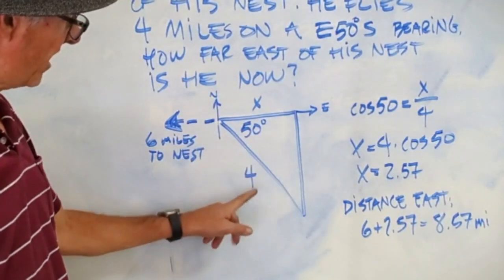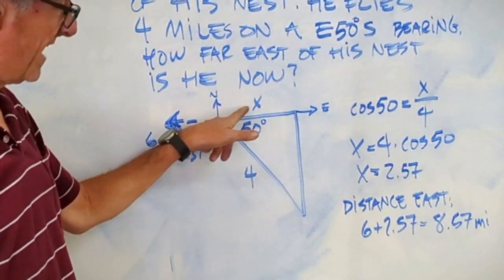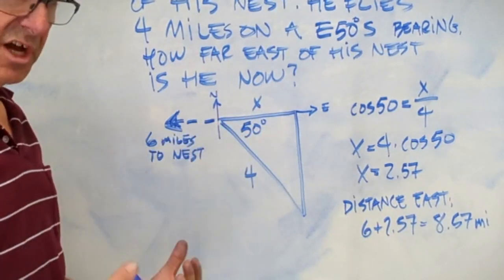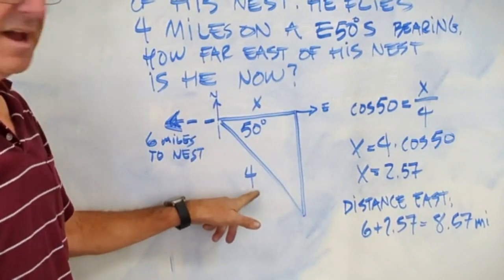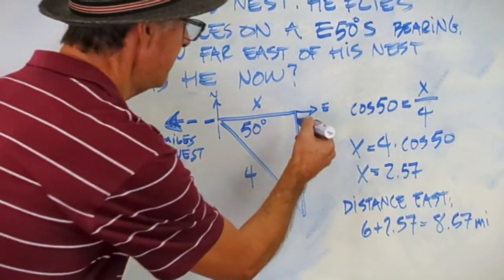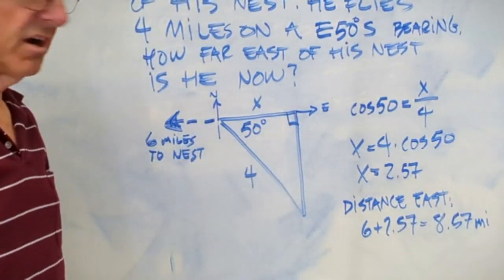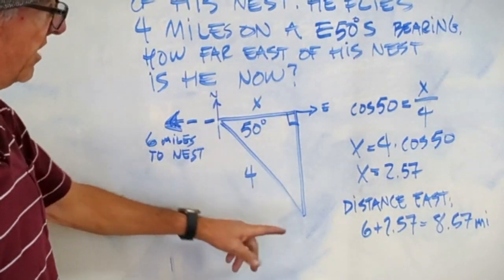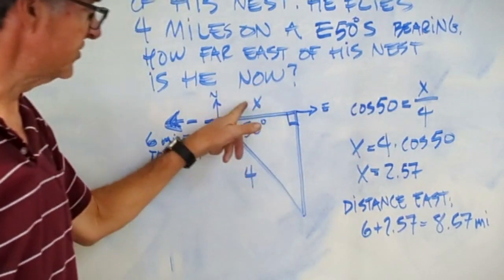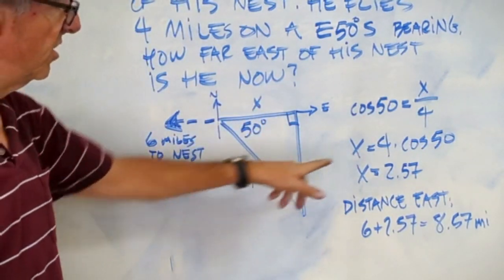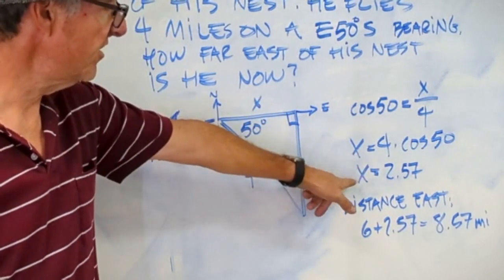So looking at my triangle with what I know and what I need to know, I realized that the cosine function is going to link up this side, which is adjacent to the angle, and my hypotenuse. Remember that my right angle is right there. So using cosine, I can write the following equation. Cosine 50 equals x over 4, which is adjacent over hypotenuse. Rearrange the equation, get out the calculator.